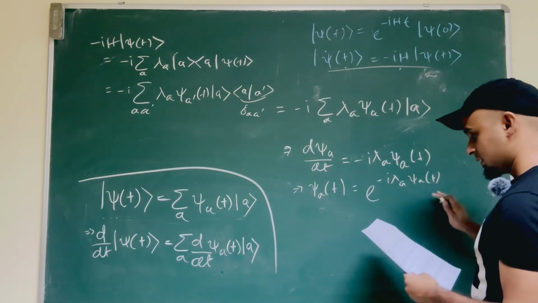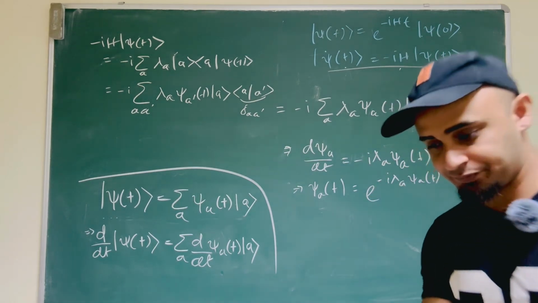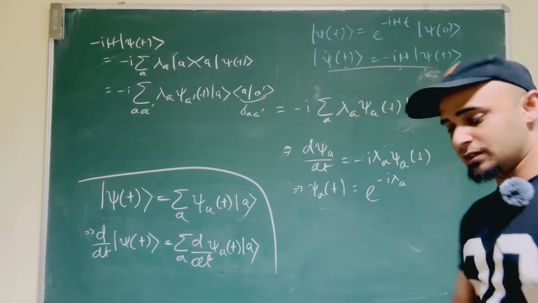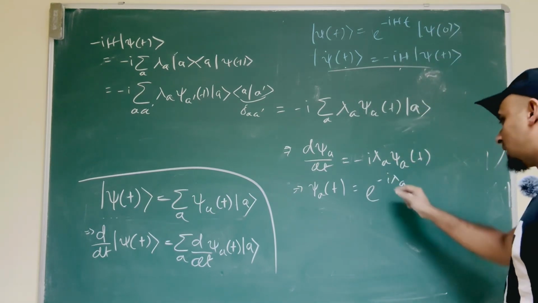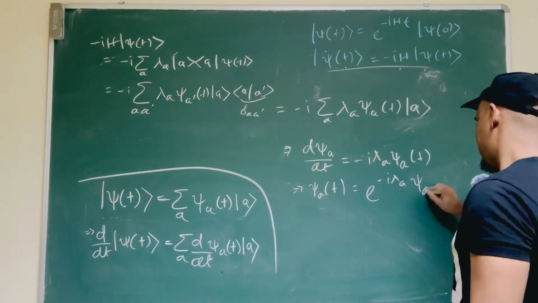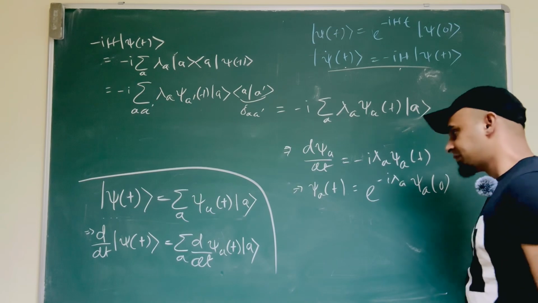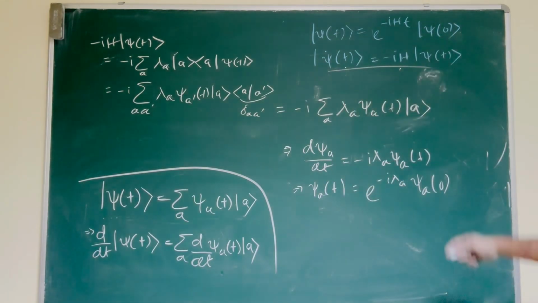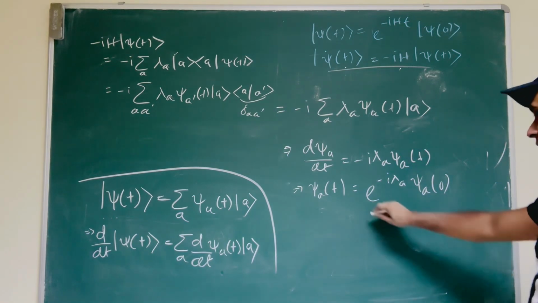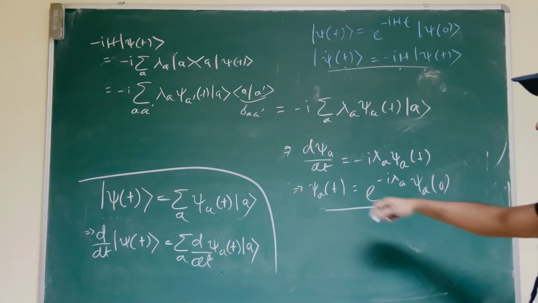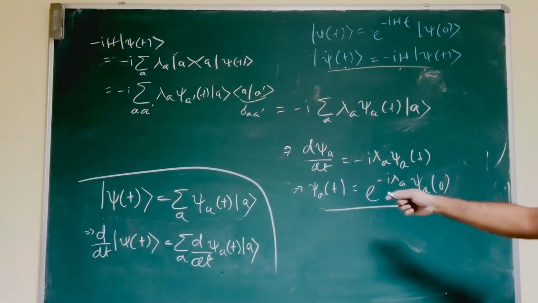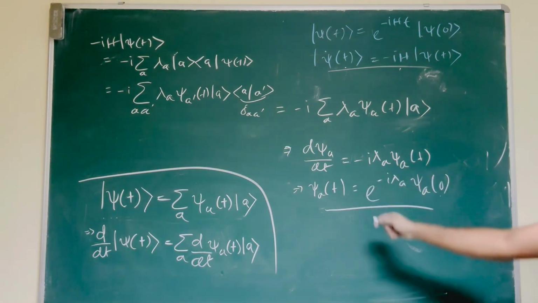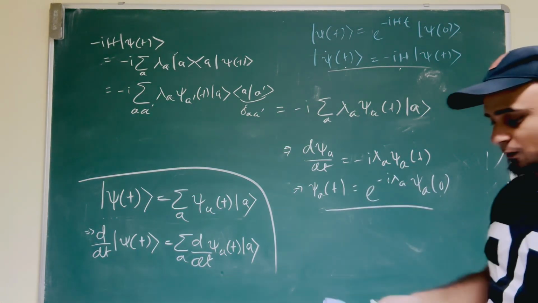No, I'm sorry. Psi A is not in this thing. So it would give me that minus i lambda A is psi A of 0. Okay, because we're going to integrate it from time 0 to time t. So we're going to get this one: psi A of t, the evolution of psi A with respect to time, depends like this on psi A of 0.